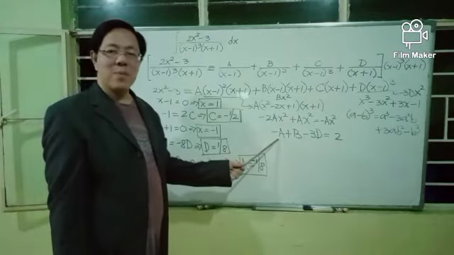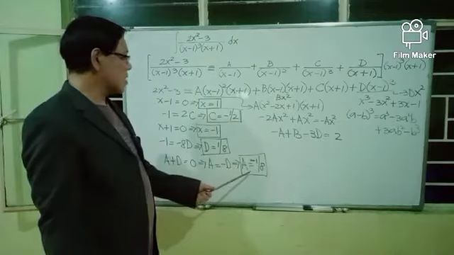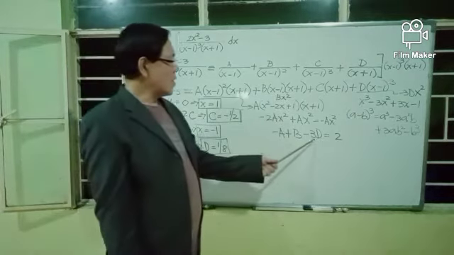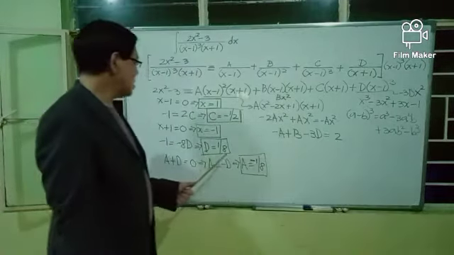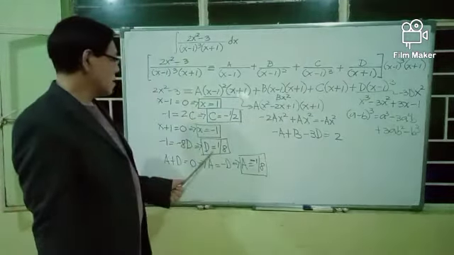But we already have the value of A. A is negative 1 over 8. And we already have the value of D. D is positive 1 over 8. From this equation, we solve for B. B equals 2. Transpose minus A to the right hand side, plus A. And negative 3D transpose to the right hand side, we get plus 3D.